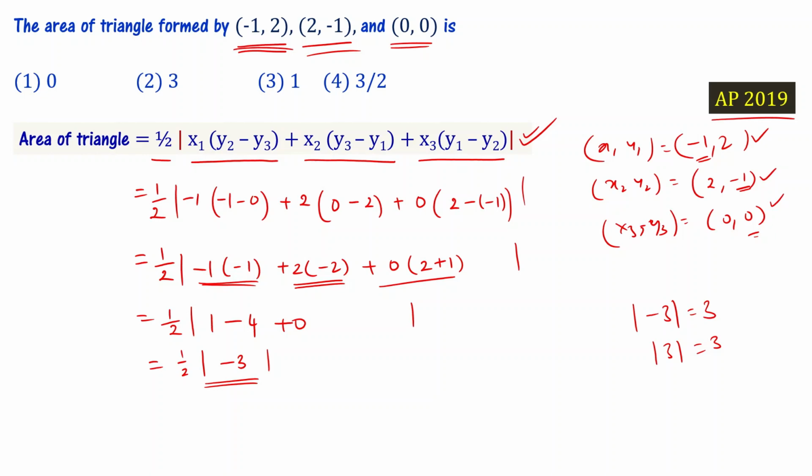Remember, when we put modulus, the sign goes away. If it is a negative sign or a plus sign, no sign remains; both will be equal and they are positive, right? Now modulus of -3 equal to 3, so this is going to be half times 3, that is 3/2. 3/2 is choice 4. So choice 4 is the right answer. Understood?